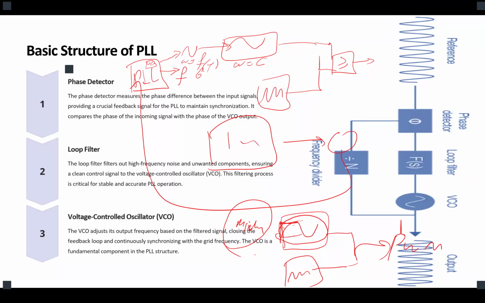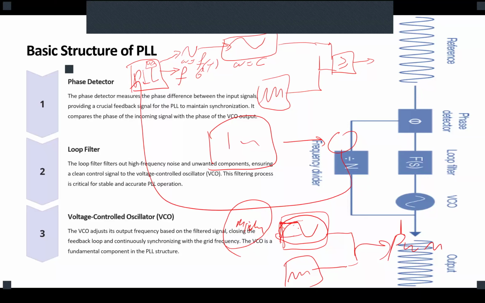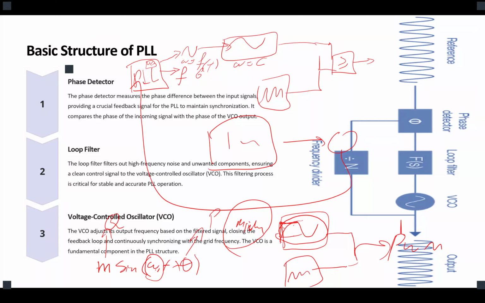Now, this is a sinusoidal signal. The reference has amplitude M, times sine of omega reference t, plus theta. This decides active power, this decides reactive power. What about this guy? That's where the PLL comes in. PLL tries to keep it synchronized, keep that omega synchronized with the grid.